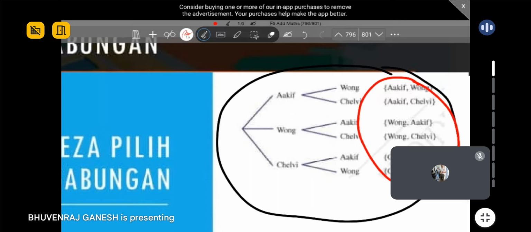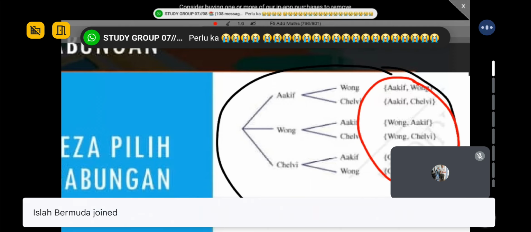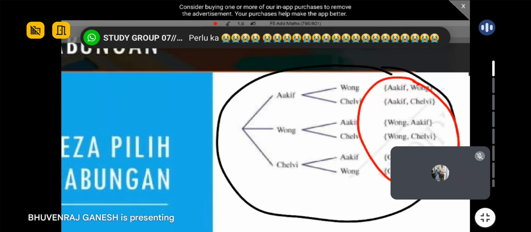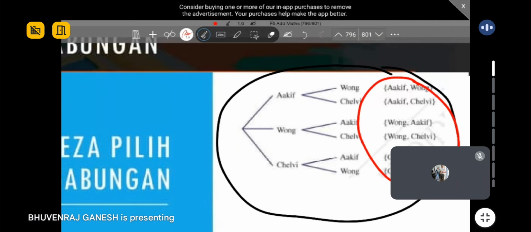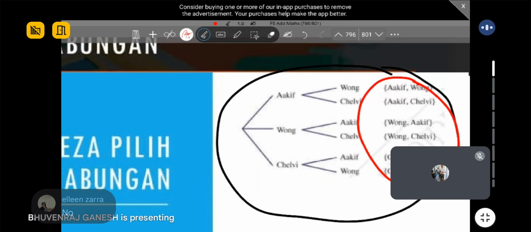Okay, but now let's say I change the question. Saya tukar soalan. I want the number of permutation, bilangan pilih atur dari wajah ni. Adakah masih 6? Is my answer still 6? Yes or no? Very good. No. So you understand the difference between permutation and also combination. So berapa pilih atur kita ada kat sini, guys? How many permutation we have?